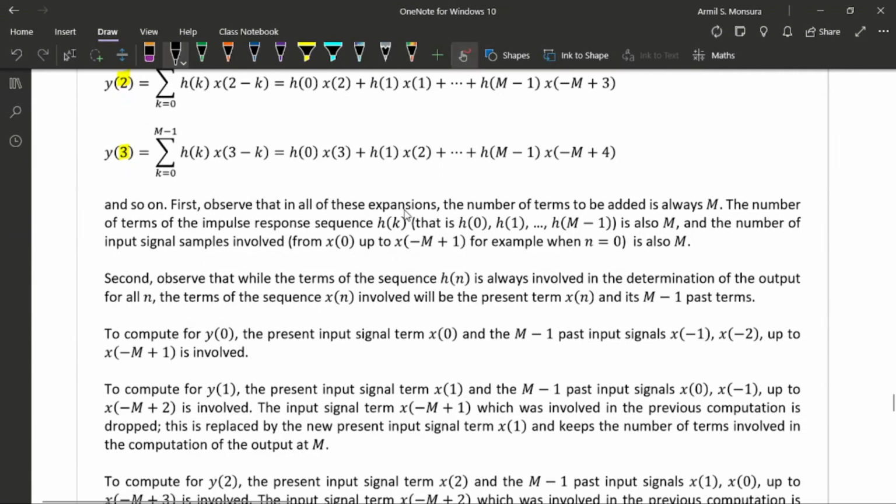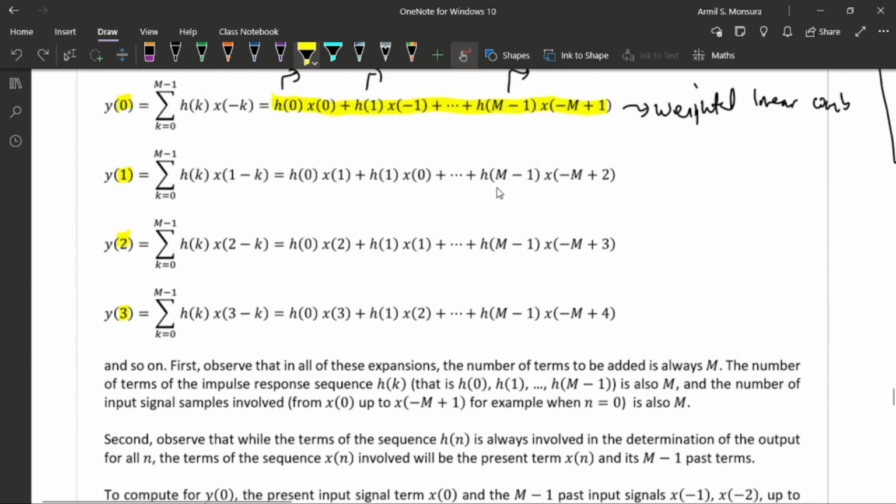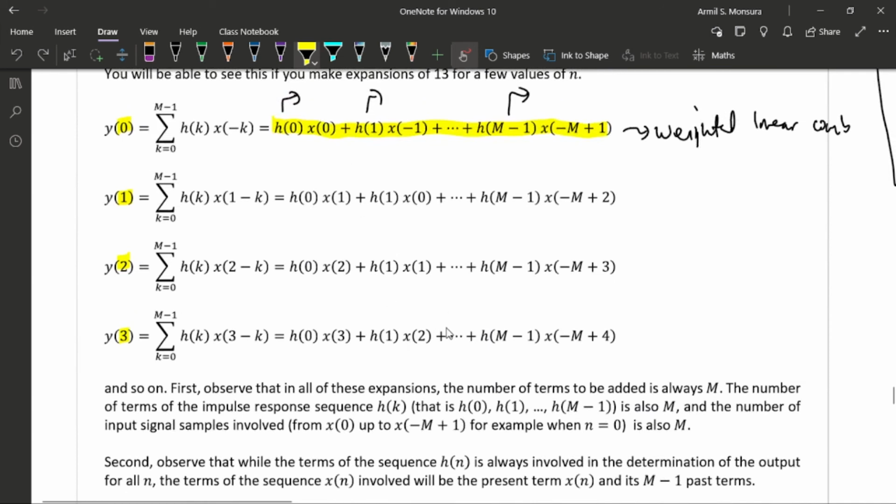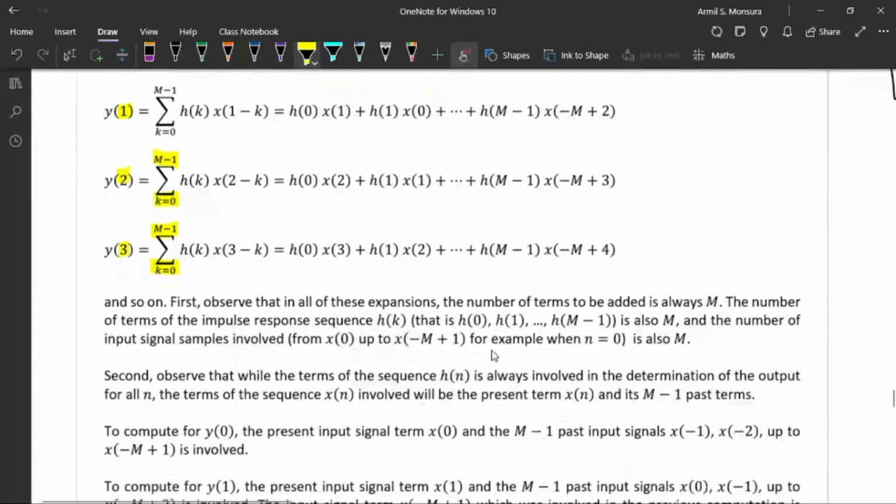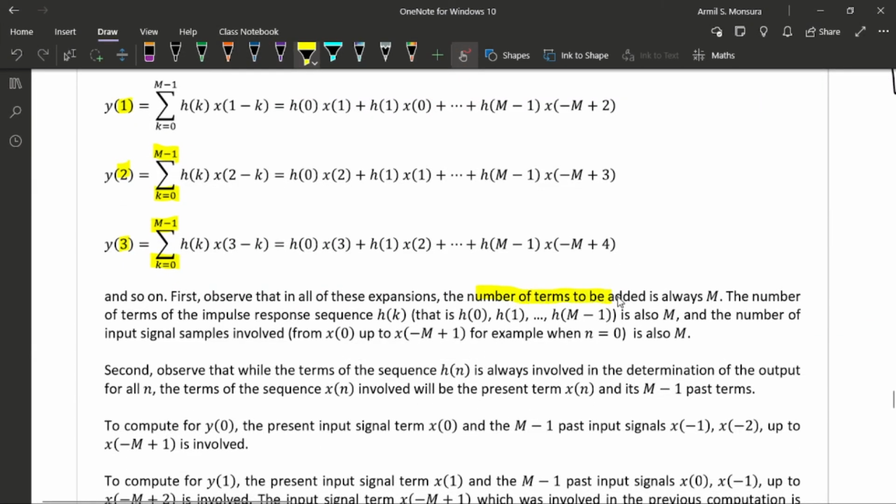So first, observe that in all of these expansions, the number of terms to be added is always m. So we observe na lahat ng number of terms for each of these are all m's. And that is simply because yung limits nyo indicates na you have m number of terms of the product sequence that you will be able to add, for all n's. So the number of terms to be added is always m.